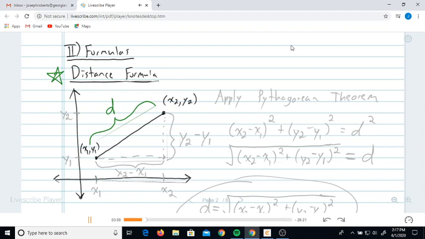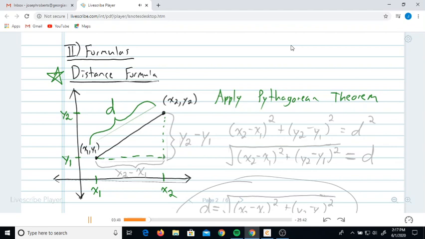So if we look at this first point, this is at x coordinate x1, y coordinate y1. The second point is at x coordinate x2, y coordinate y2. So you can see where it lines up with the x and y axis. And the trick to coming up with the distance formula is by applying Pythagorean's theorem, which we used in the first exam. So what we're going to do is we're going to go ahead and apply Pythagorean's theorem.